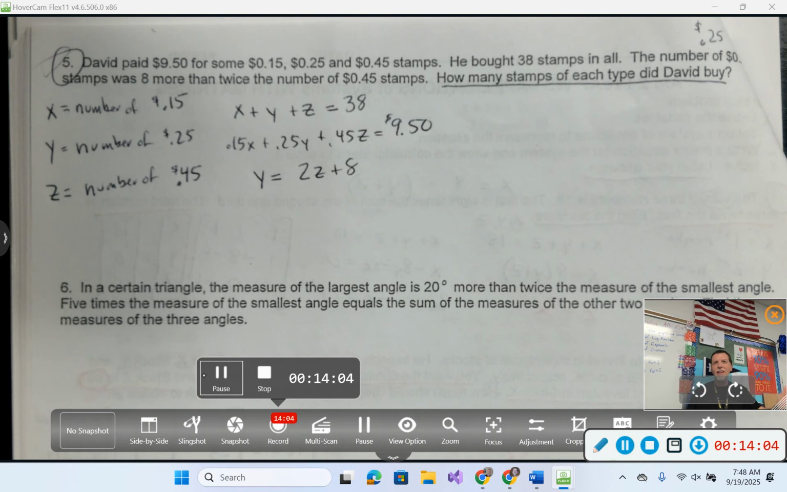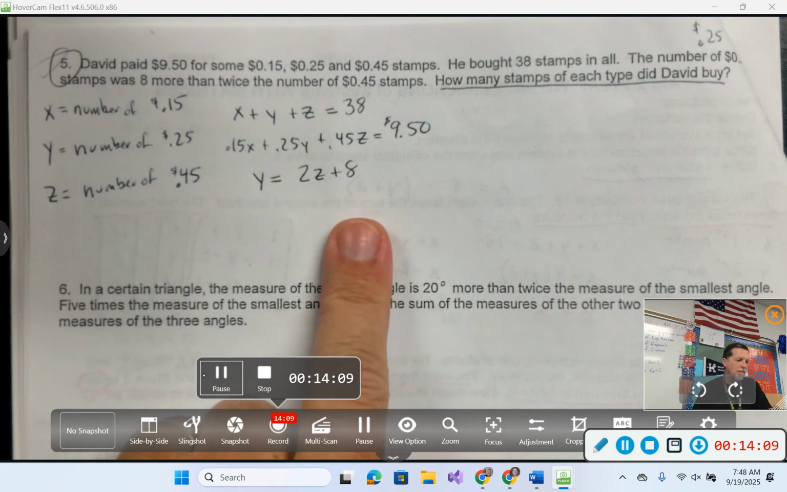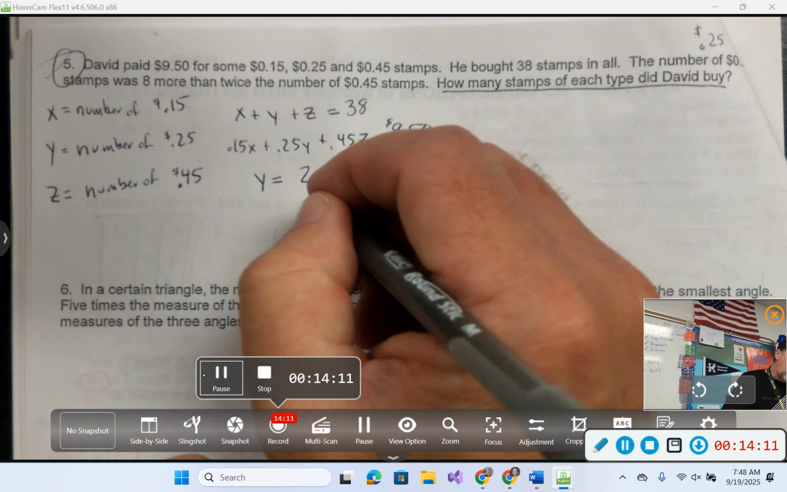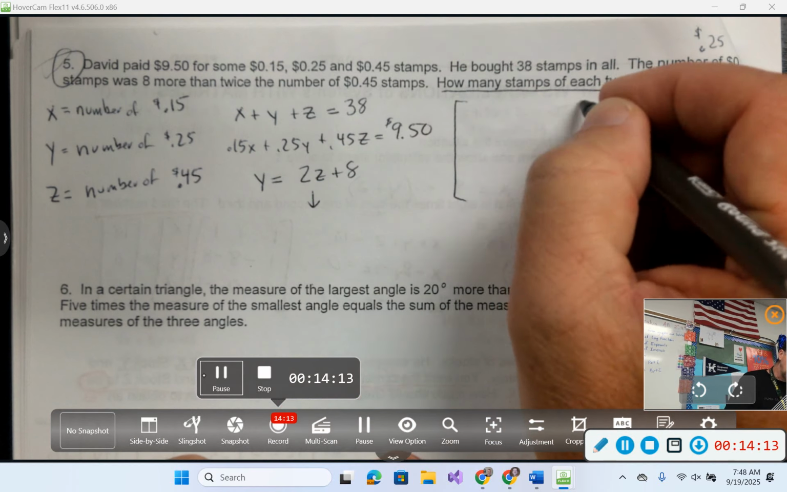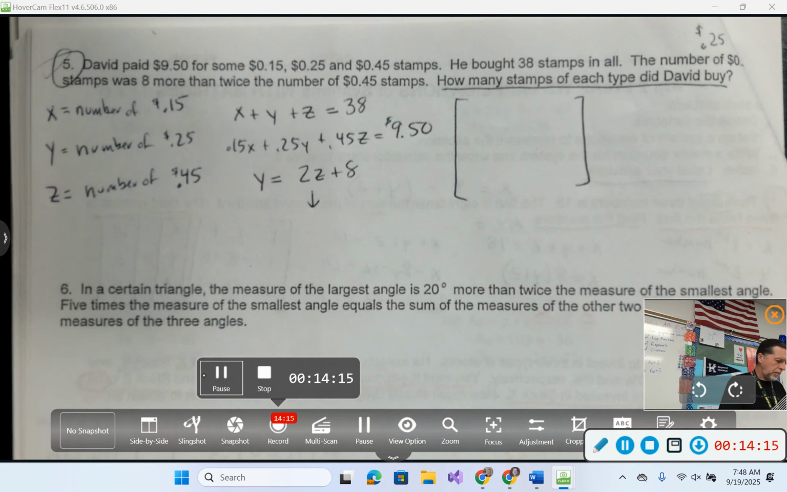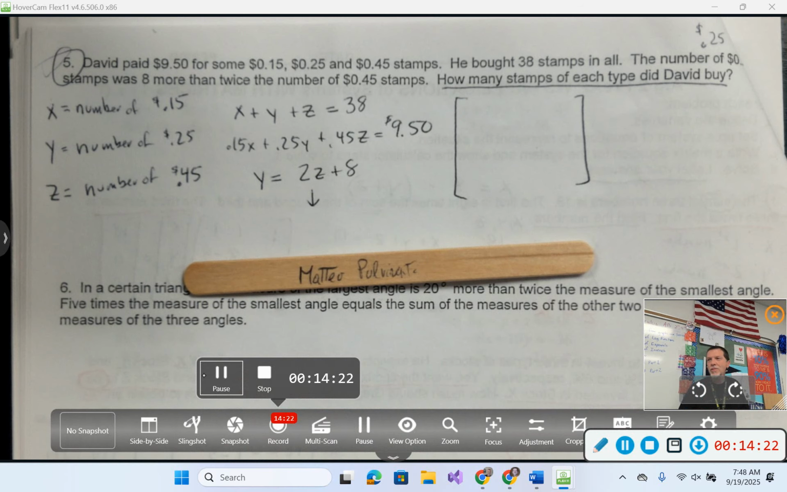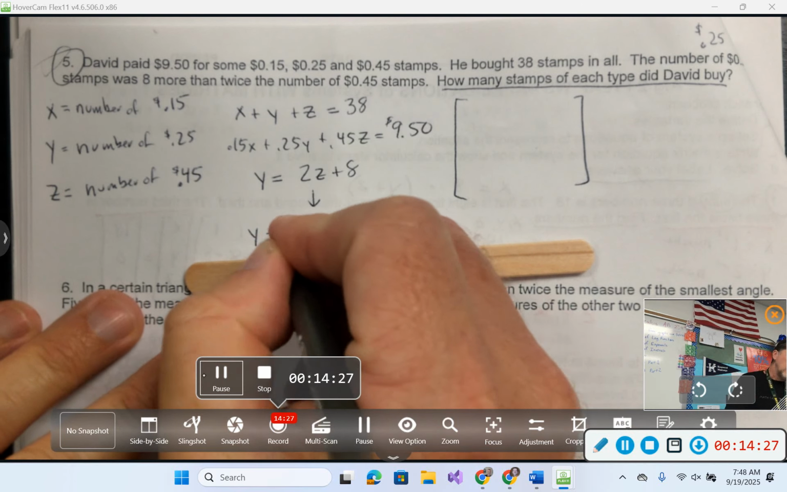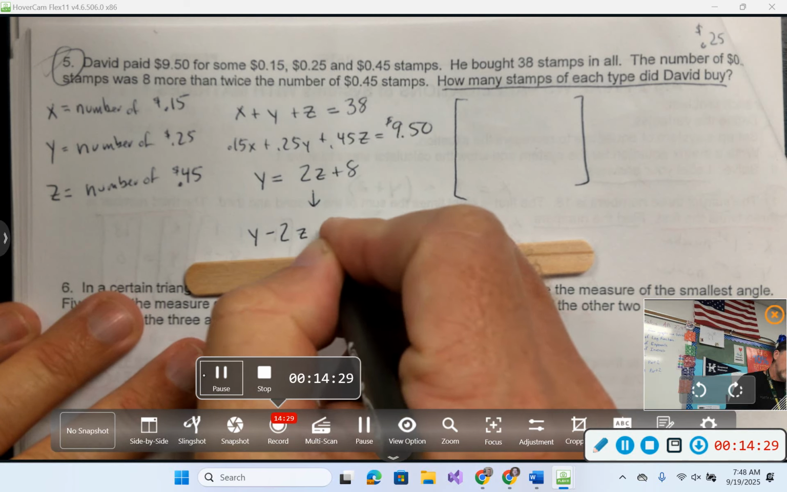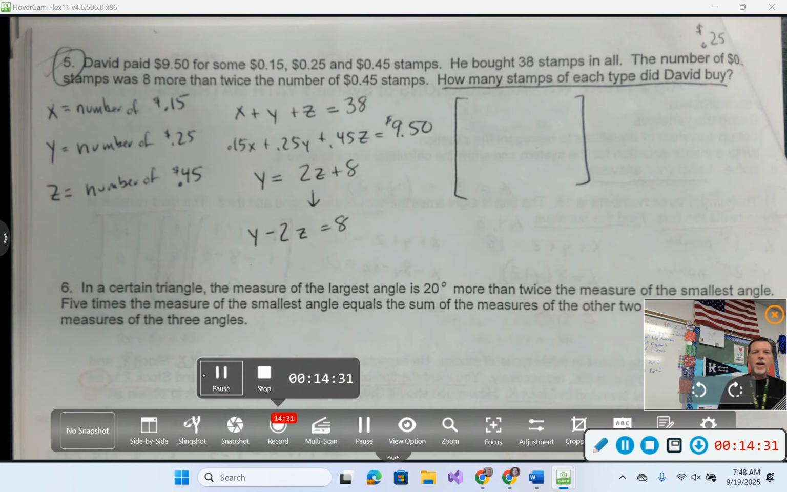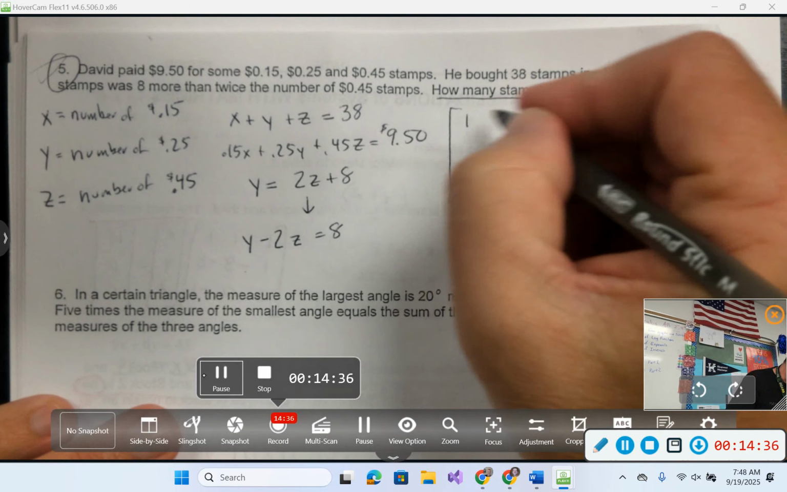The first 2 are matrix ready, they're good to go, but I need to rearrange this last one. Maybe I'll rearrange it here, that way I'll have room to put my matrix here. Mateo, could you rearrange that last equation so that Y and Z are on the same side, so that it's matrix ready? Y minus 2Z equals 8. Yep. So then I'm ready to put them in my matrix.